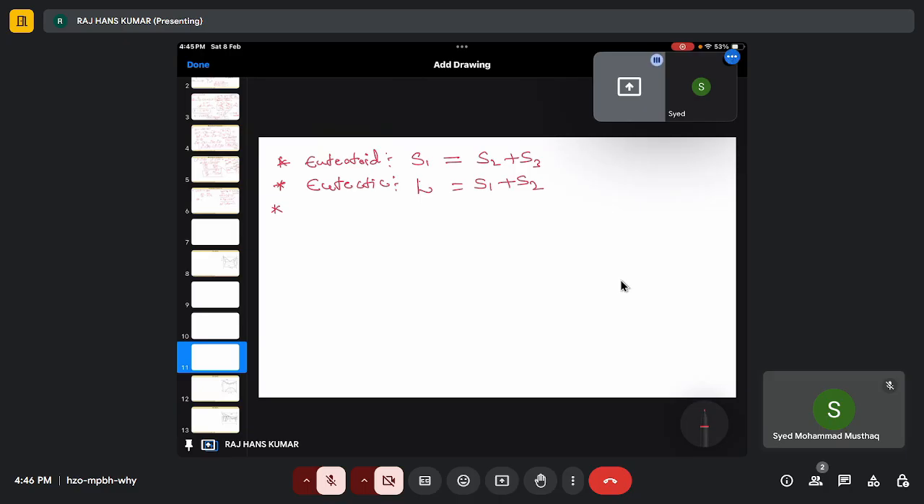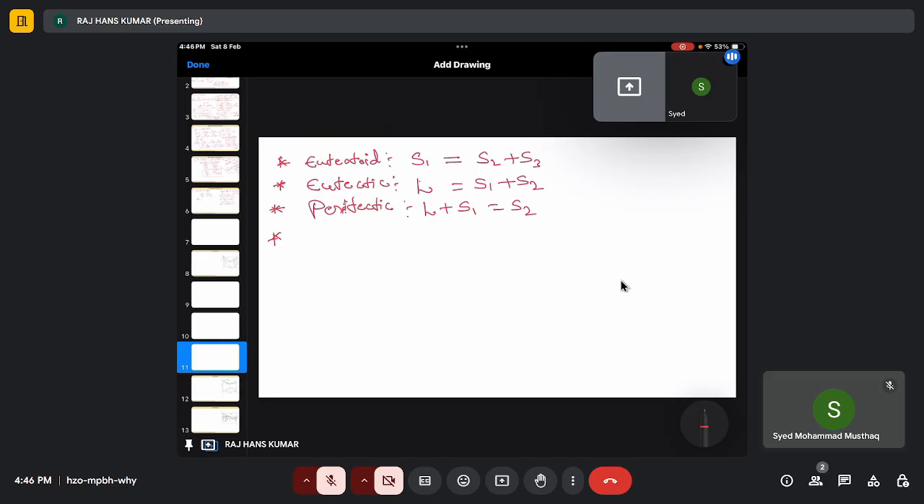Now what about peritectic? Pardon my spelling mistakes. Now, peritectic will have liquid plus solid turn into a solid. That is our peritectic, right?